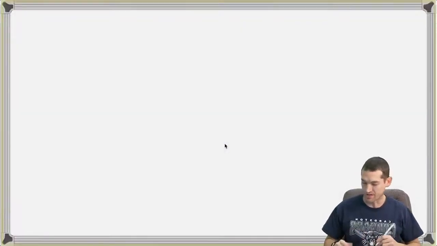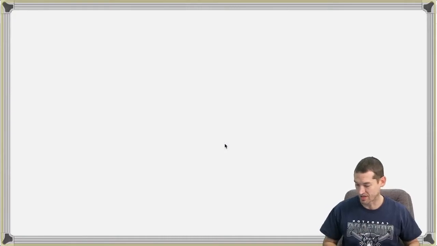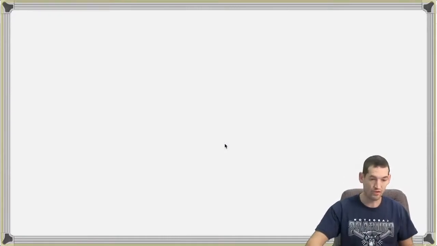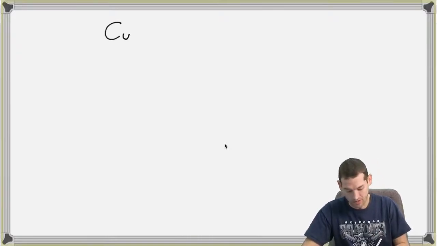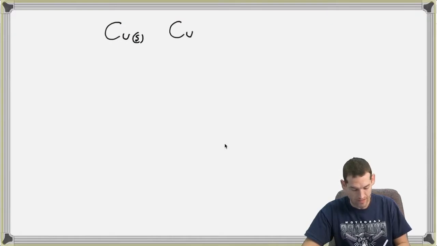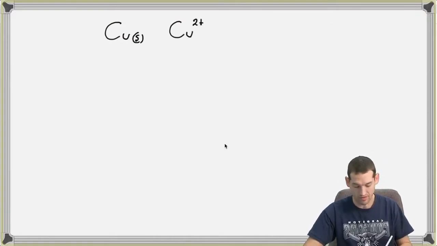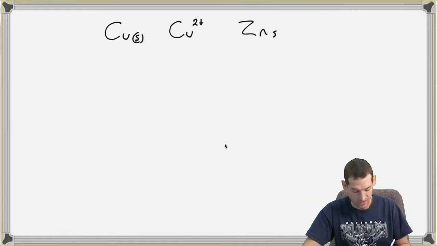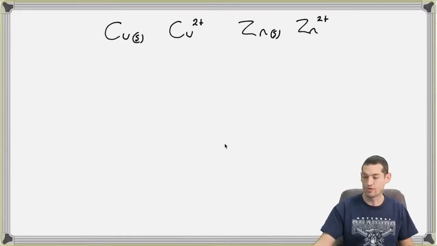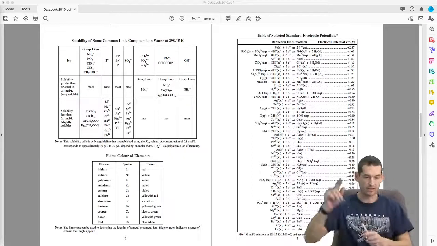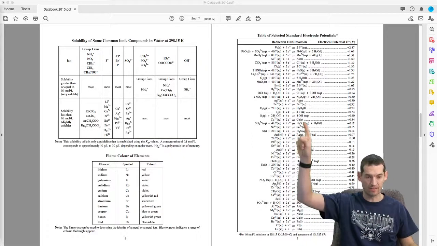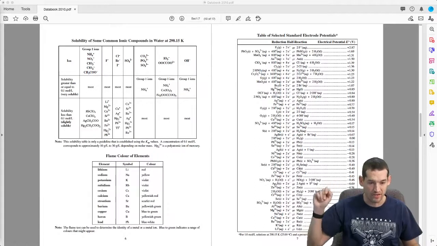It says, write the cell notation for a copper zinc cell including voltage. The first thing we have to do is look at what I have. In a copper zinc cell, I know I have copper solid and, in that copper half reaction, copper 2 positive. I have zinc solid, and I have zinc 2 positive. If we jump over to our data booklet, you can see copper is right here, there's its half reaction, and there's zinc.